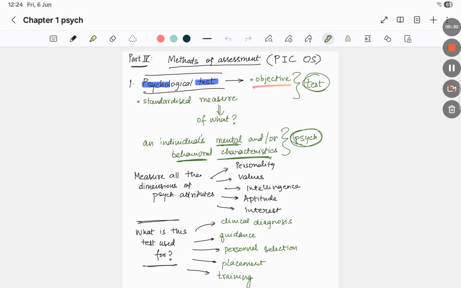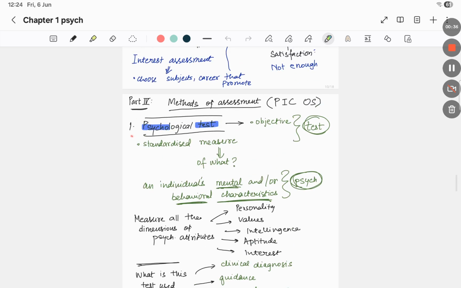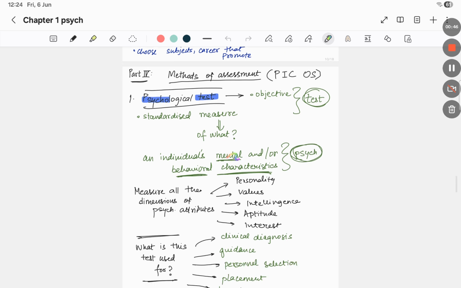It is an objective and standardized measure. Right. So we start with P, which is psychological test. So what is a psychological test? It is an objective and standardized measure of what? Of an individual's mental or behavioral characteristics.